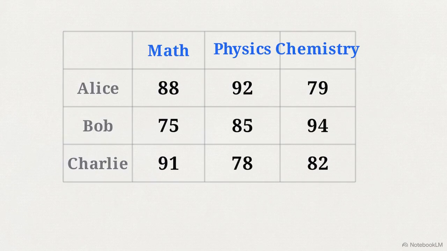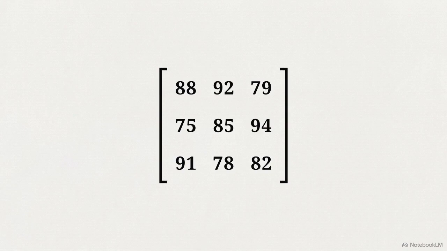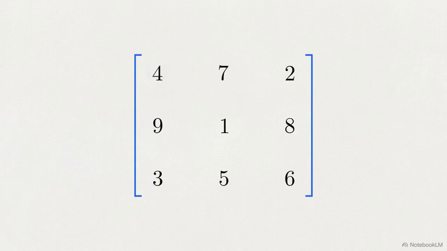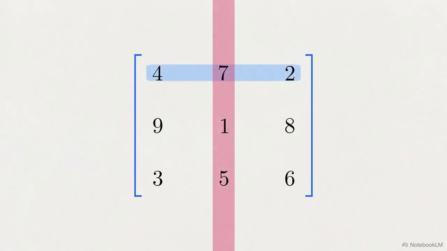By stripping away the text labels and enclosing the remaining numbers in large brackets, we convert a real-world dataset into a pure mathematical object called a matrix. A matrix is simply a highly efficient container for data. Removing the distracting context allows us to focus entirely on the mathematical relationships between the numbers.